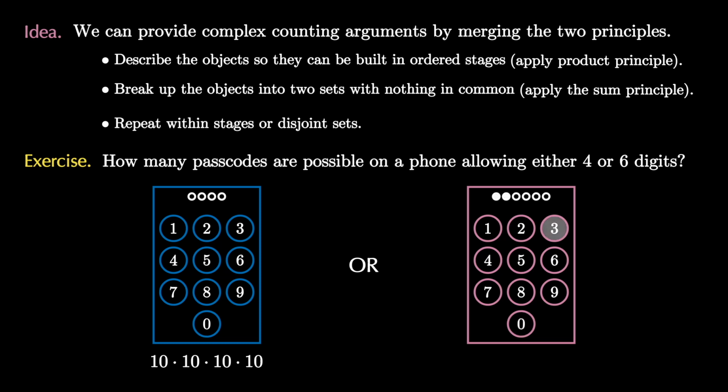The same analysis works on the 6-digit passcodes. We get a 6-digit passcode by just choosing the first digit, the second digit, the third digit, the fourth digit, the fifth digit, and the 6th digit, independently of the previous digits. Because there are 10 total digits, the product principle tells us that there are 10 times 10 times 10 times 10 times 10 times 10 total such passcodes. Using the sum principle, then, we get the total number of passcodes as 10 to the 4th plus 10 to the 6th. We have applied both the sum principle and the product principle to determine the total number of possible passcodes on such a phone.